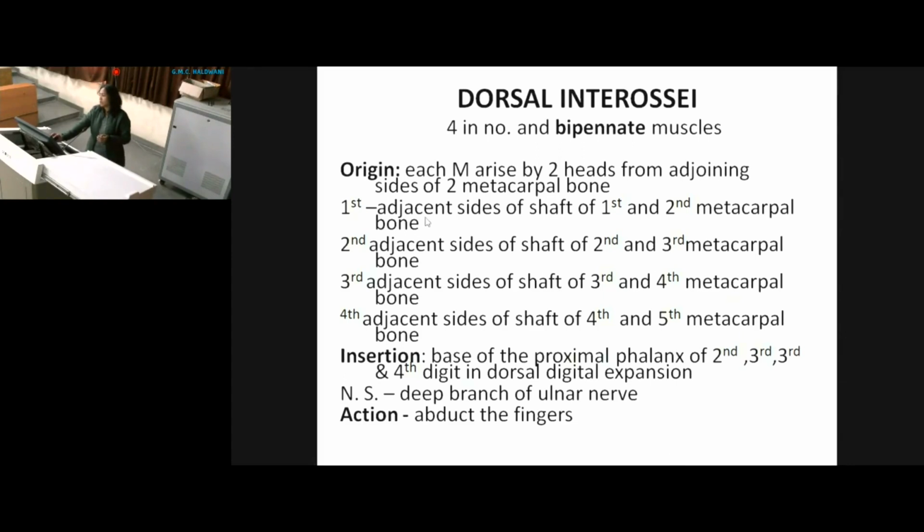The first arises from the adjacent sides of the shaft of the first and the second metacarpal bones. First and second के adjacent side से. The second from the adjacent sides of the second and the third, and the third and the fourth arise from the adjacent sides of the fourth and the fifth metacarpals. Bipinnate है, two heads of origin हो जाएगा, दो बोन से arise हो रही हैं.